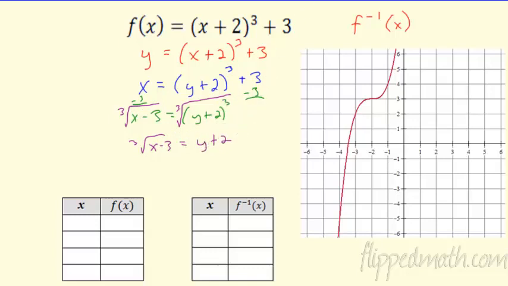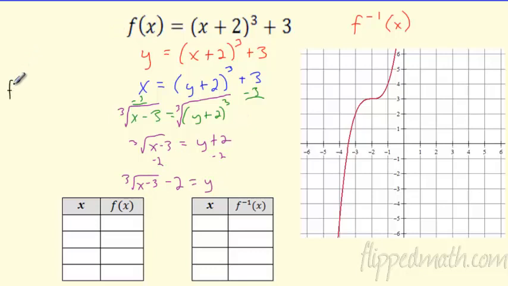And then the final one is what? I'm going to subtract 2 from both sides. So it looks like my final answer over here will be the cube root of x minus 3, that's all underneath the root sign, minus that 2 that's outside of it, equals this. So there is my inverse function.